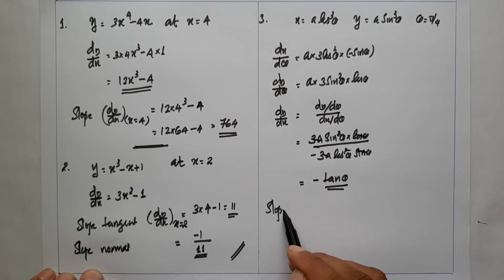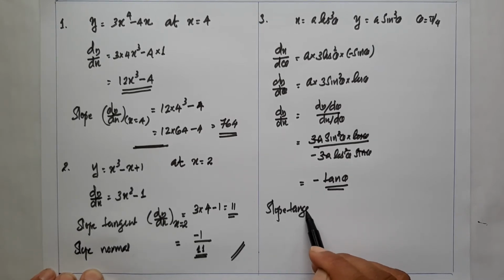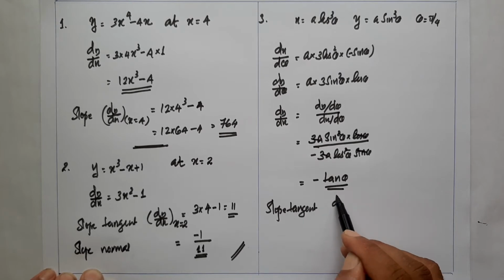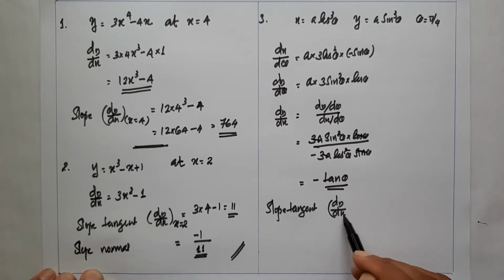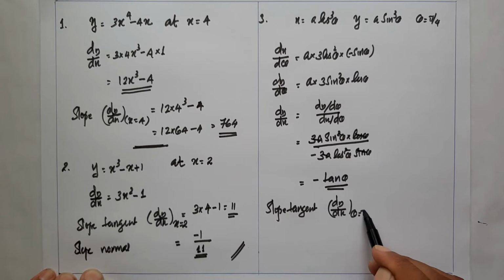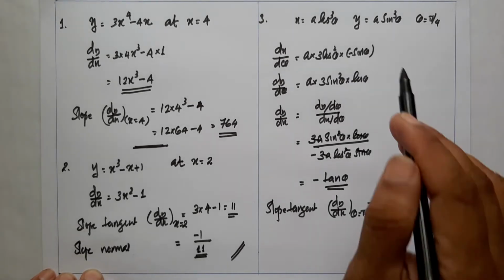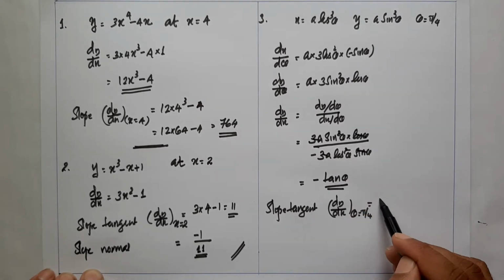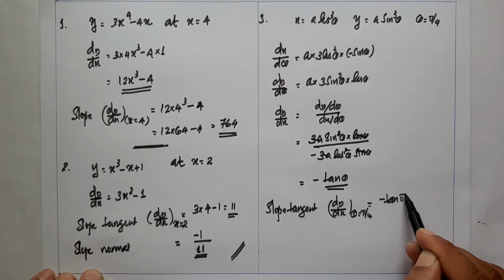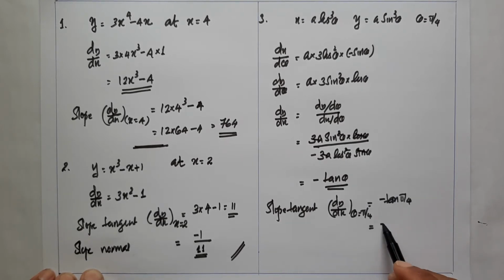Now we find the slope of the tangent. Slope of the tangent means dy by dx at theta is equal to pi by 4, and lastly we put theta equal to pi by 4, and therefore we get the answer minus tan pi by 4, which is minus 1. Suppose we find the slope of the normal, we find the negative reciprocal of the slope of the tangent, we get the answer 1. That's all. That is the slope of the tangent and normal to the curves.